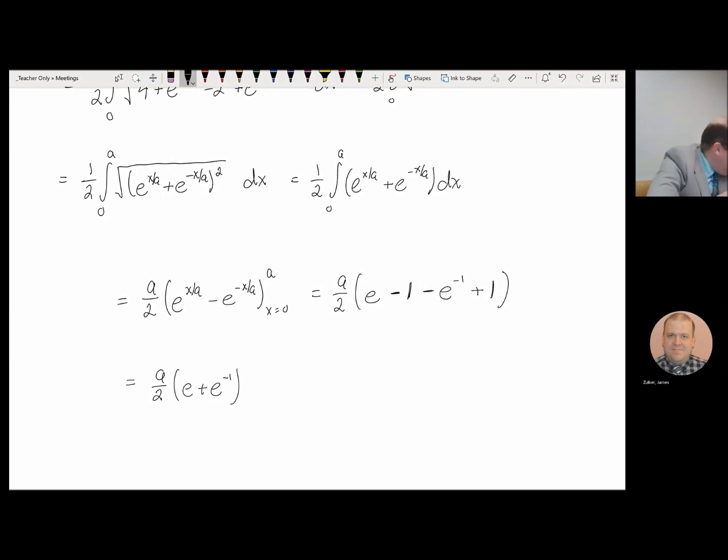Left with a over 2. I don't know why I did a plus. A over 2 times e minus e inverse. If you want to write as a single fraction, e squared minus 1 over e. If you want to distribute the a over 2 through.